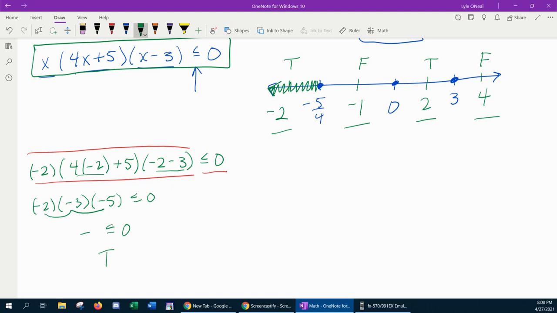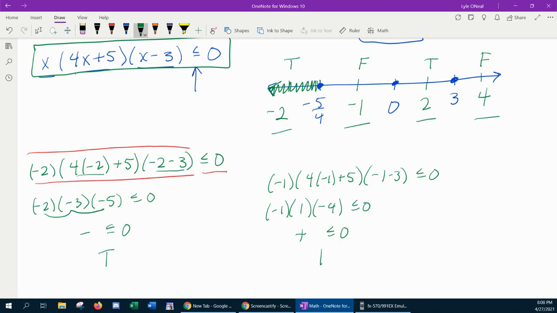Next, replacing every x with -1. That's going to give us -1 times 4 times -1 plus 5 times -1 minus 3. And we need to know, is that less than or equal to 0? Well, that's going to be -1 times -4 plus 5 is 1. -1 minus 3 is -4. Negative times a positive times a negative is going to end up being a positive number. Again, I don't really care what it is. It's going to be positive. Is a positive number less than or equal to 0? No, it's not. So that will be false. And then we're going to go ahead and check 2 and 4 also.